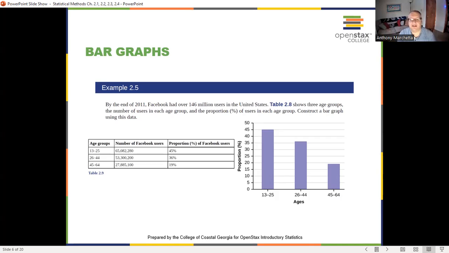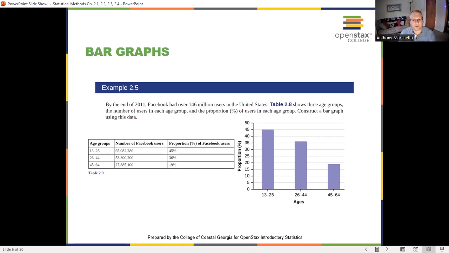So let's look at example 2.5 and think about that for a minute. By the end of 2011, Facebook had over 146 million users in the United States. Table 2.8 shows 3 age groups, the number of users in each group, and the proportion as a percent of users in each group. Construct a bar graph using this data.